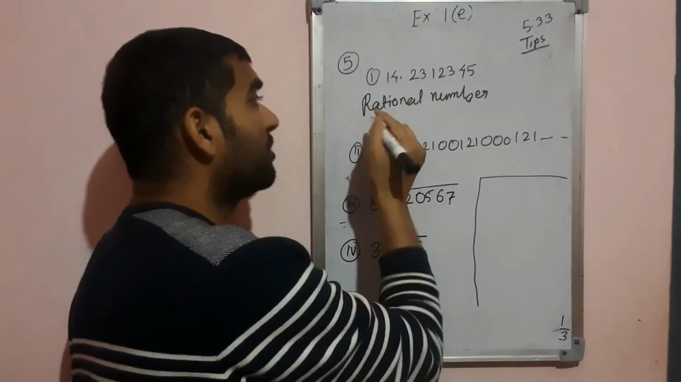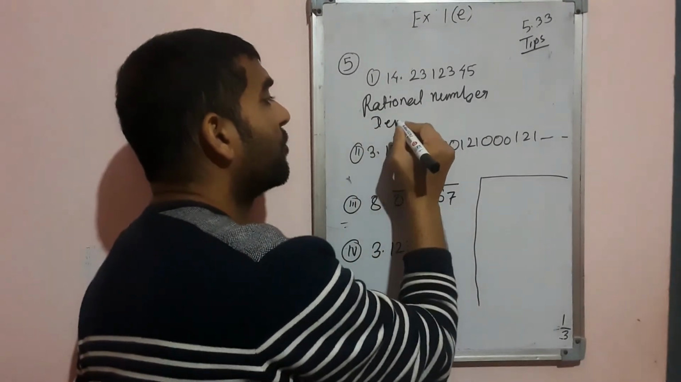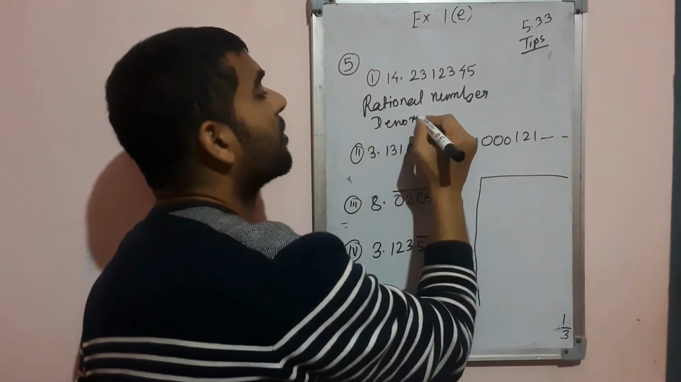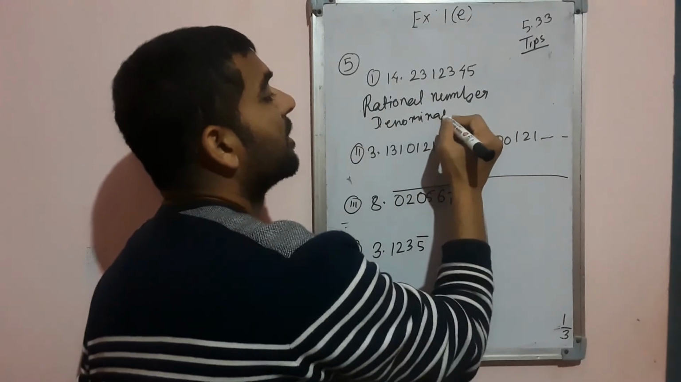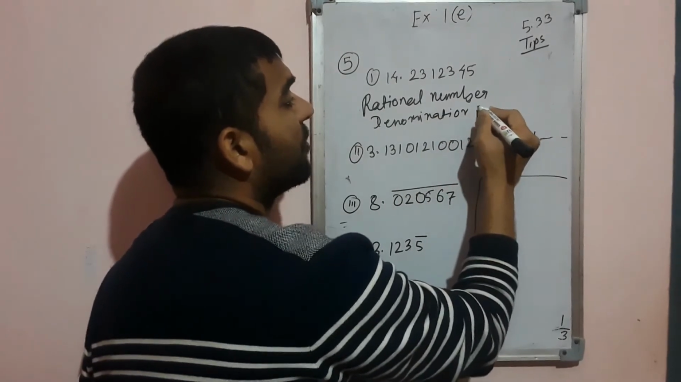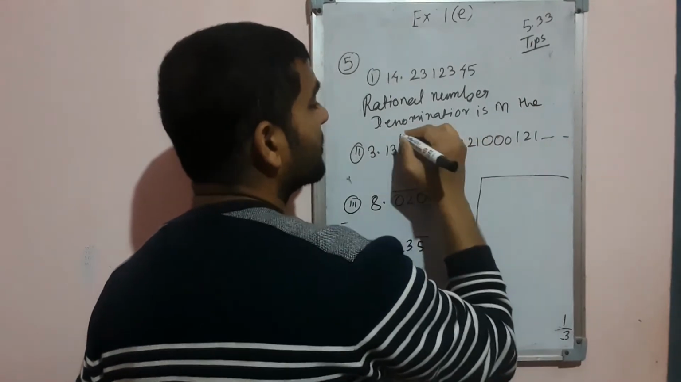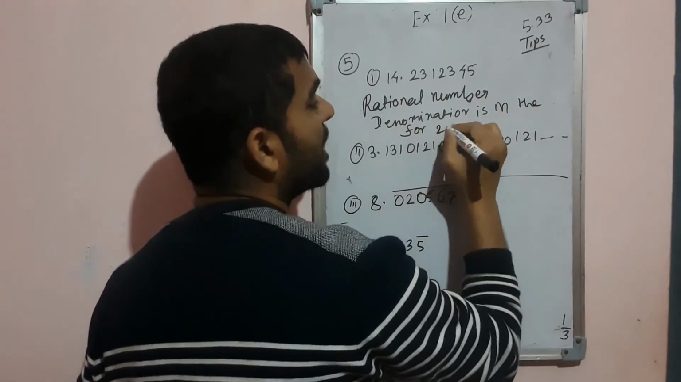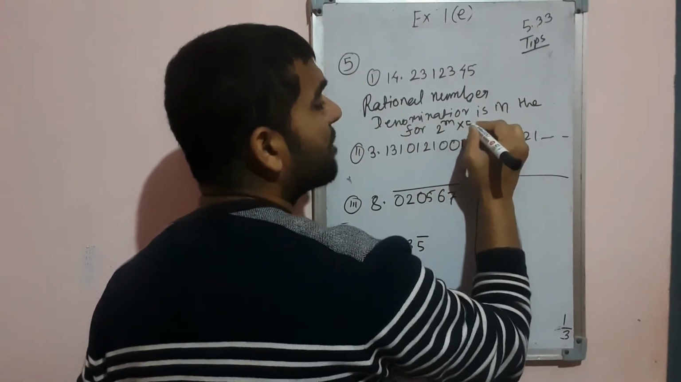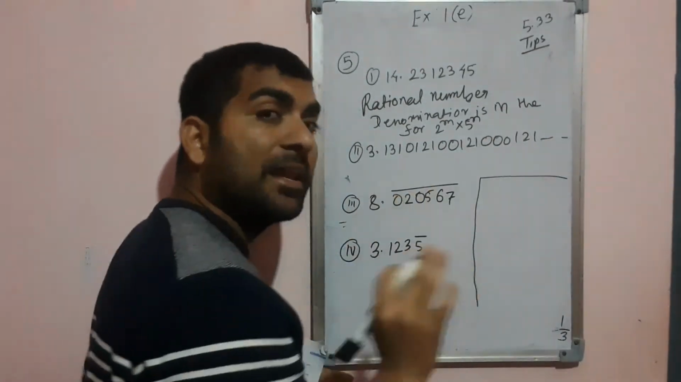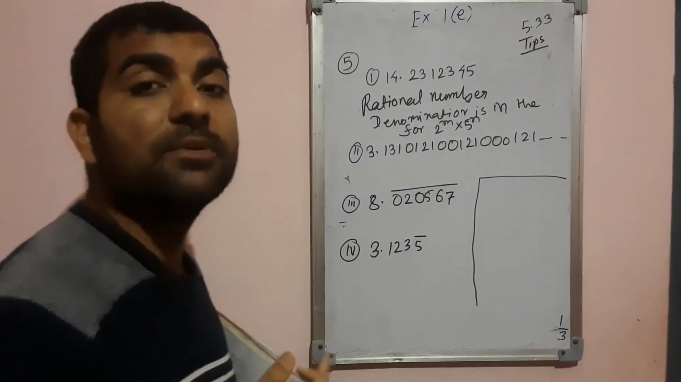So what? The denominator will be in the form of what? Denominator is in the form of 2 power m into 5 power n, where m and n are non-negative integers.